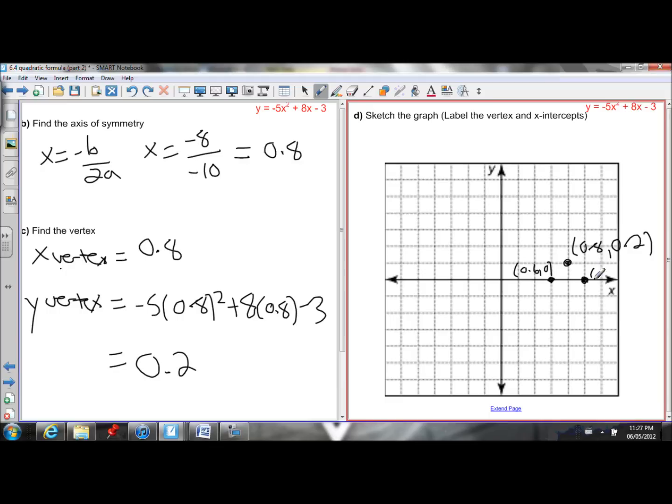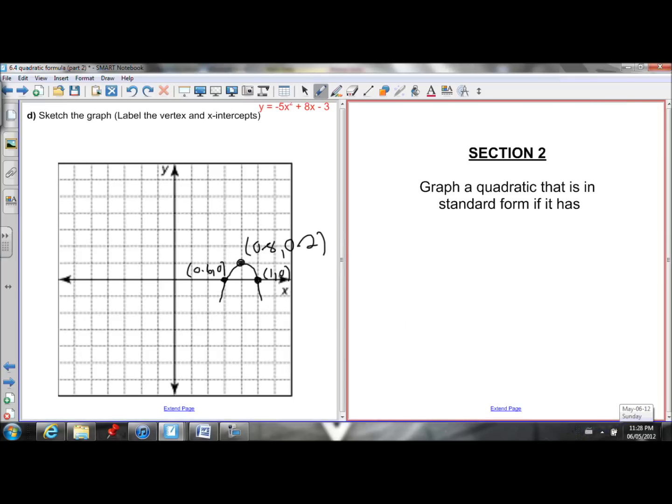Okay. At 1. And my parabola looks something like this. And that is a very nice looking parabola. Okay? So, let's go on to the next example.